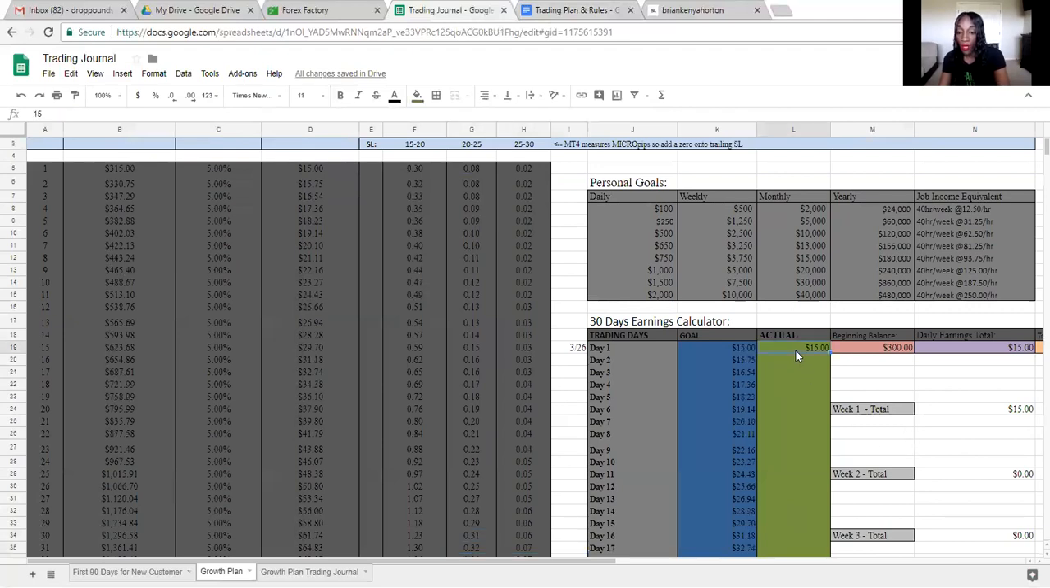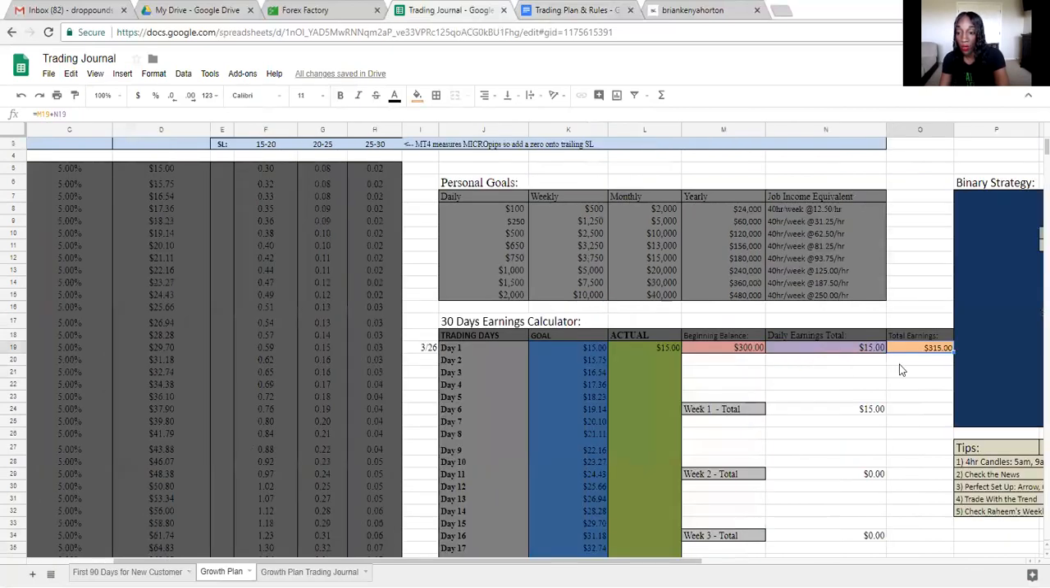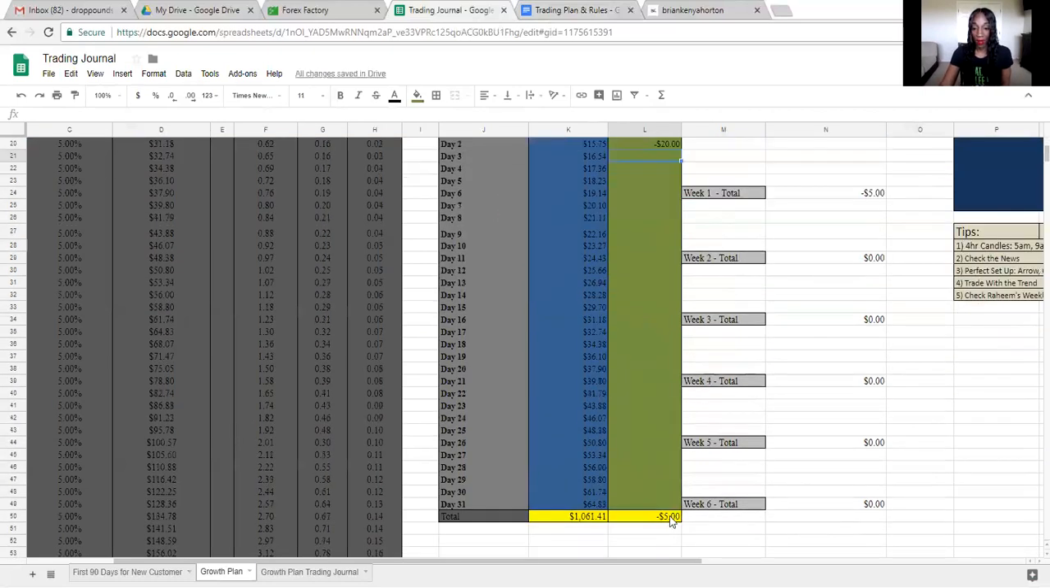Over here, when you put your actual amount, this is going to give you your beginning balance, which was 300, your daily earnings total, and then the total you have in your account. So this total earnings will be the amount that will reflect in your brokerage account. It should always match up, okay? Now, if you have a loss, let's say you lost $20, you're just going to put a negative dollar amount, okay? And it's going to automatically track it right down here for you.